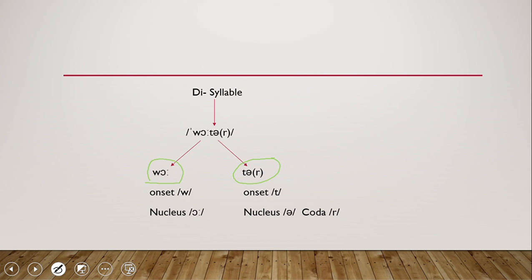For example, if I consider British English, I would say water, so there would be no sound at coda position. But if I am pronouncing it in American English and I say water, there is an r sound at coda position.